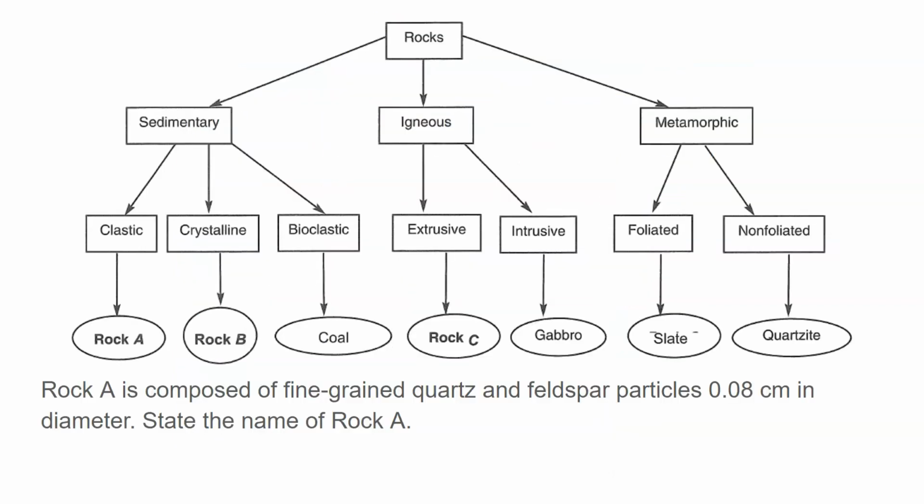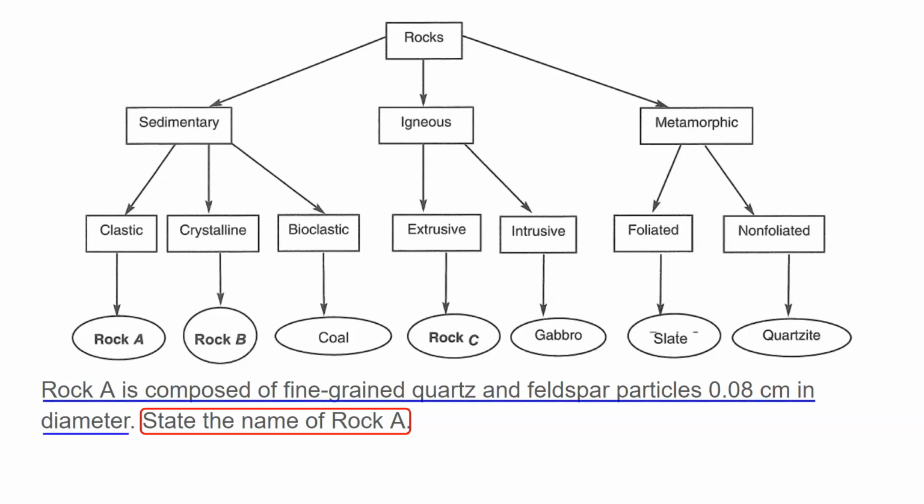Here's that same flowchart again, but now we're looking for the name of rock A instead of rock B. And we know that rock A is composed of fine-grained quartz and feldspar particles. We also know the size of those particles is 0.08 centimeters in diameter. Additionally, we know that rock A is a clastic sedimentary rock from the flowchart.